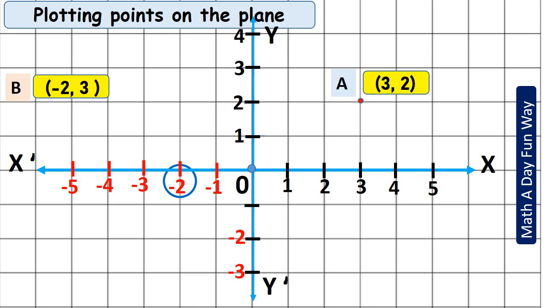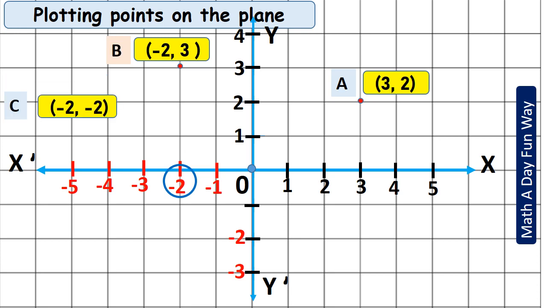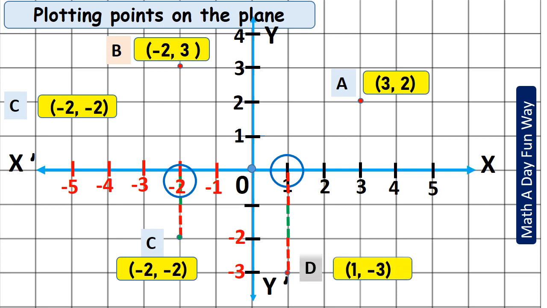Point B, the first value, -2, is the x-coordinate and 3 is the y-coordinate. So, we start from -2 on the x-axis and move 3 steps in the positive direction of y-axis. And we reach the location of point B on the plane. For point C, start from -2 on the x-axis and move 2 units in the negative direction of y-axis. Points C and D plotted on the plane.